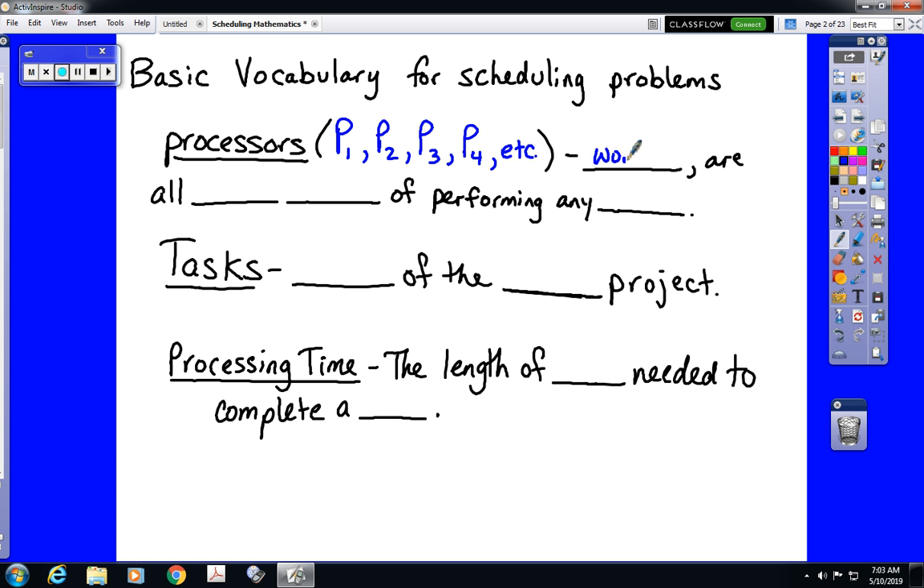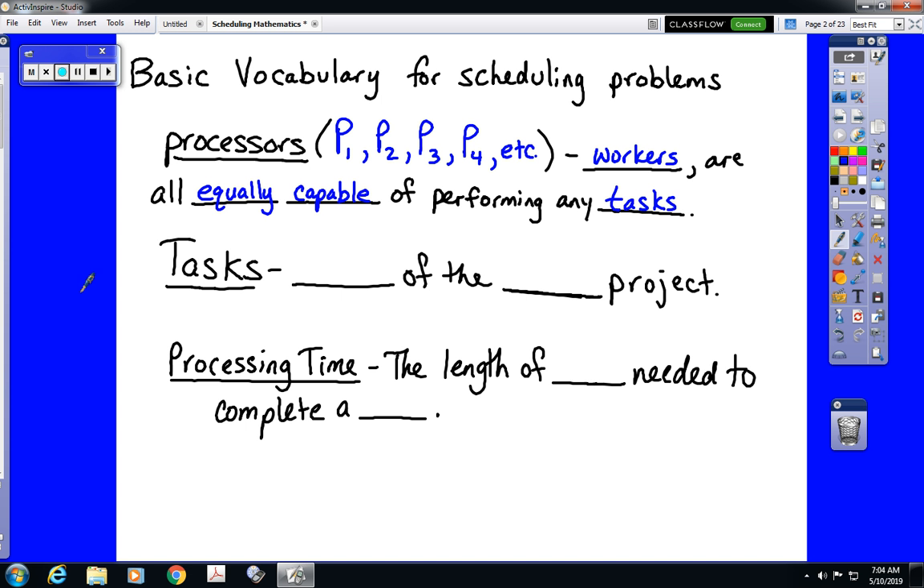Those are our workers. And they are, in this case, going to be all equally capable of performing any of the tasks. In other words, we don't have specific tradesmen. What we have are essentially general contractors that are equally capable of doing every task. So that's the first thing that is extremely idealized in this problem at the high school level.